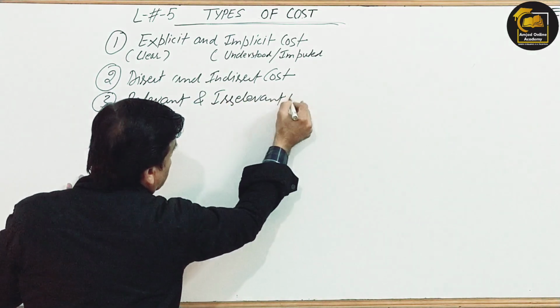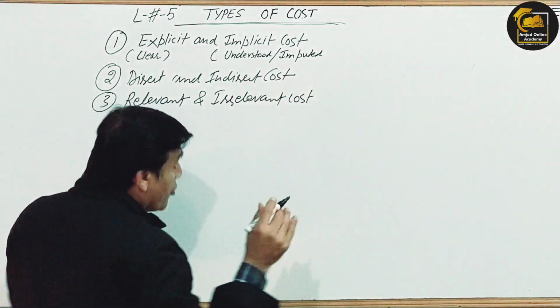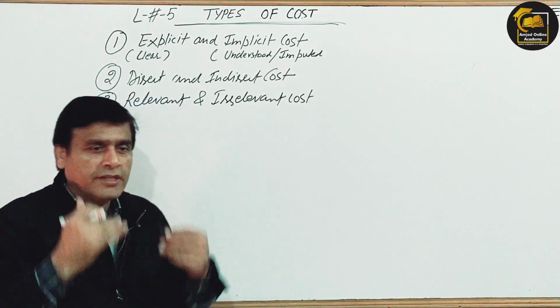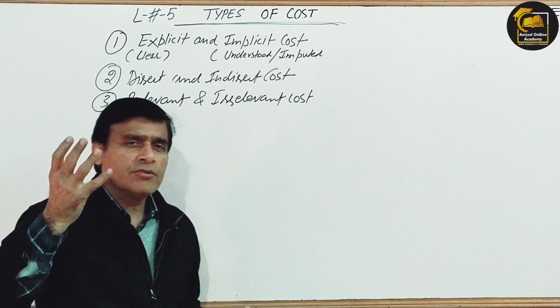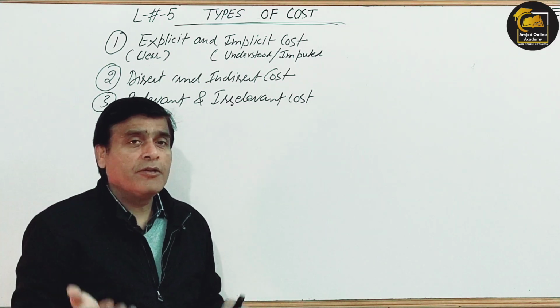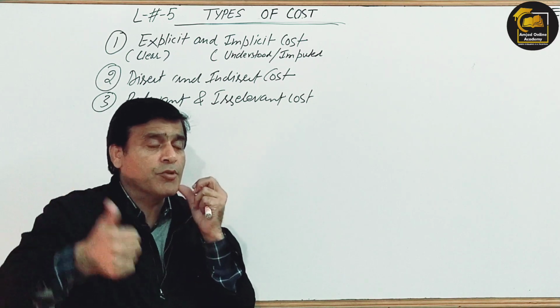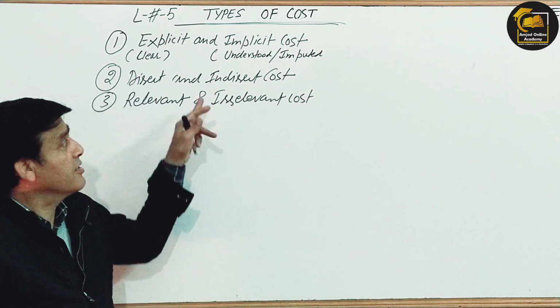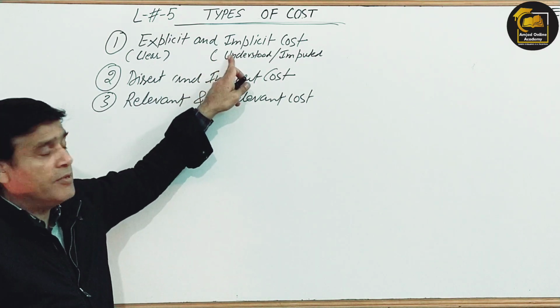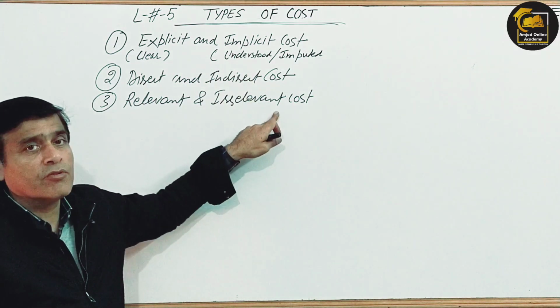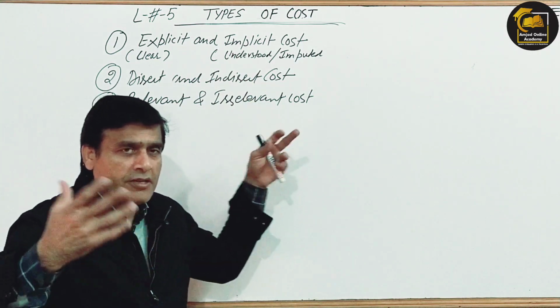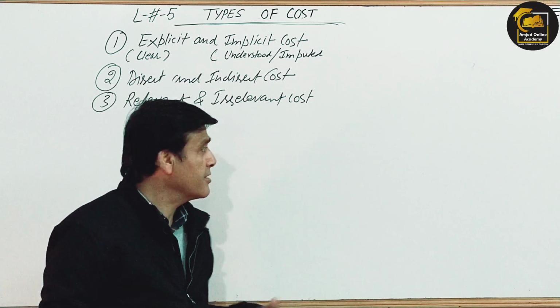Irrelevant cost. Again, it would be difficult for me to make you understand, because sometimes it happens you are very much clear in your mind, but it becomes difficult to make things clear to other people. So I may have some difficulty explaining this to you as well, but I will try my best to make you understand. Hope you will understand.